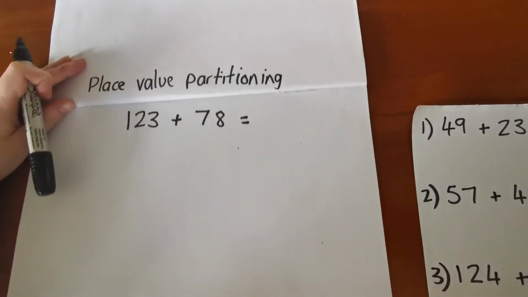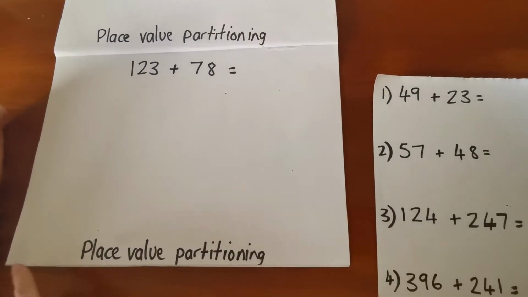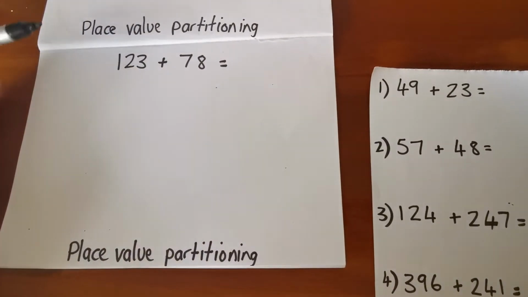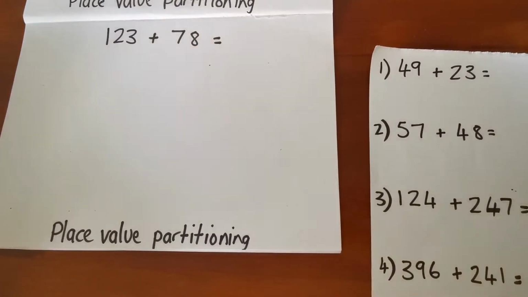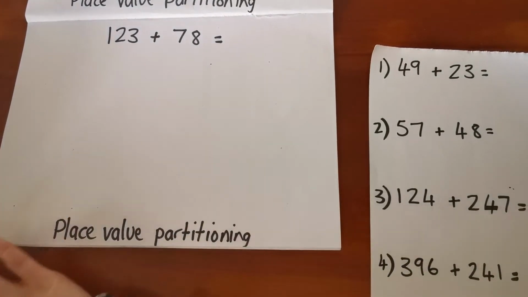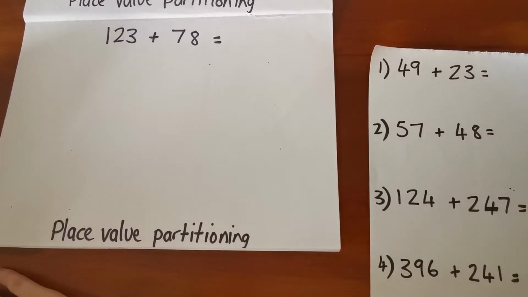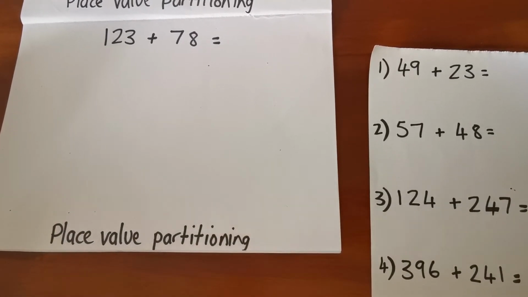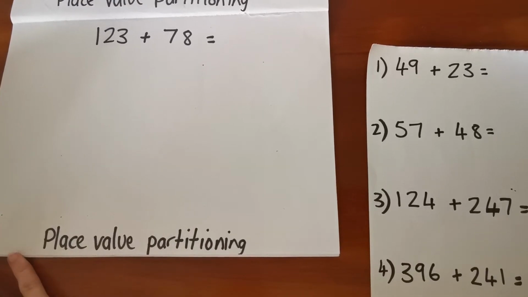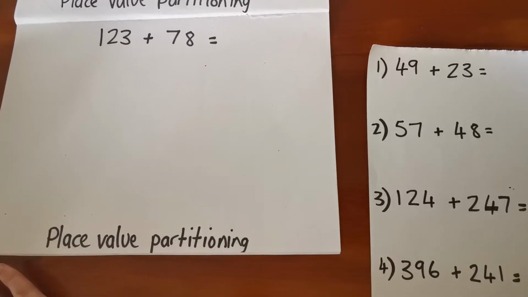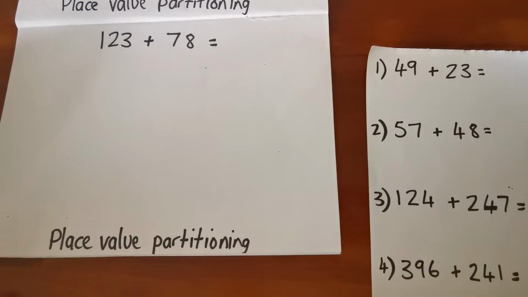Let's try it now with some slightly bigger numbers. So this time we've got 123 plus 78. So no matter how big your numbers are, it always stays the same. We always have to line up the numbers in the correct columns together. And even if we're using really, really big numbers, it doesn't make it any harder. It just means we have to do more adding.